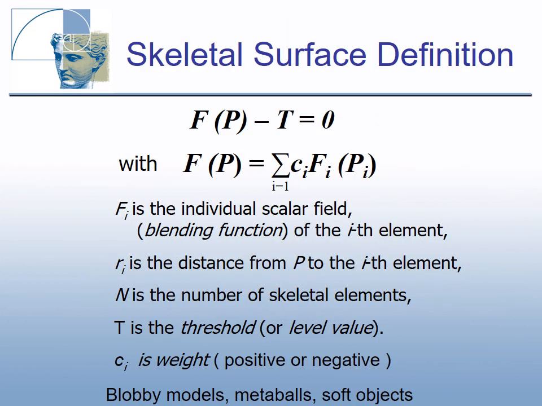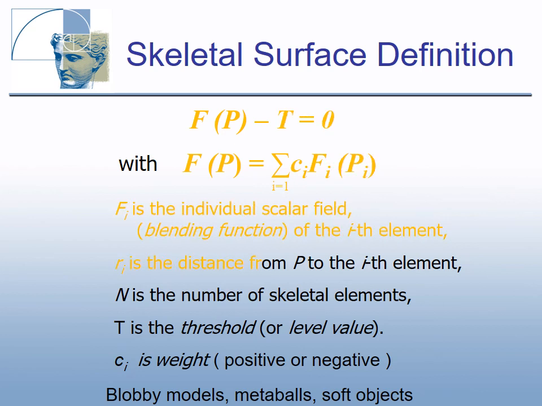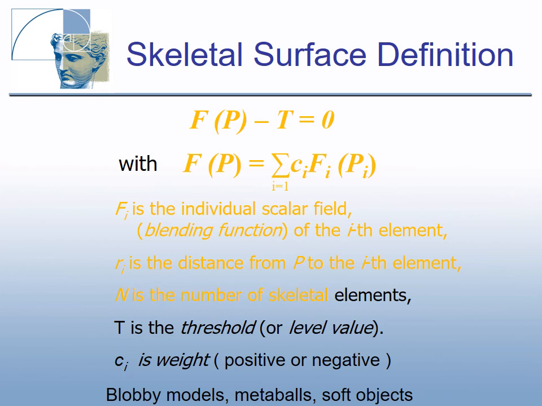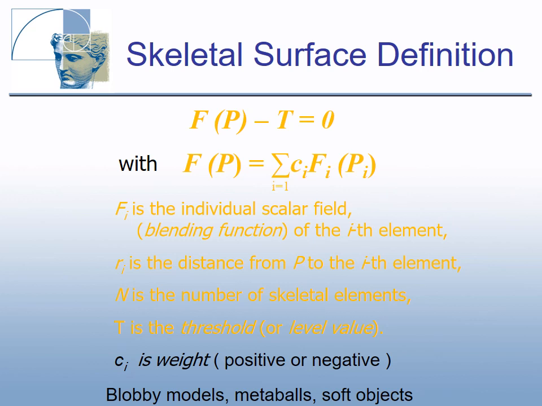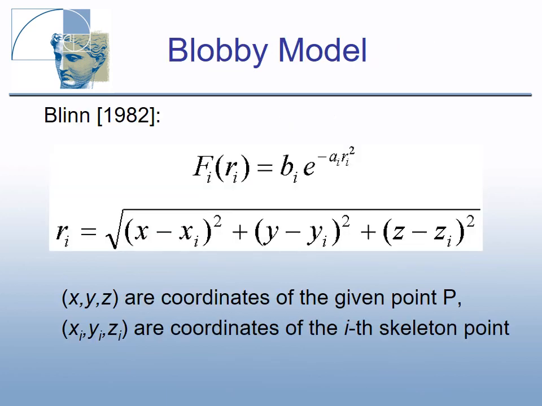The definition of the skeletal implicit surface includes the following items. The global scalar field f of p, which is an algebraic sum of individual scalar fields depending on the distance to a skeletal element. N is the number of skeletal elements. T is the level value we select for the global field. C is weight. It can be positive or negative. Depending on the type of the individual field, there are blobby model, metaballs, and soft objects. Blinn, in his blobby model, used the shown formula with the exponential function for the individual scalar field of a skeletal point.